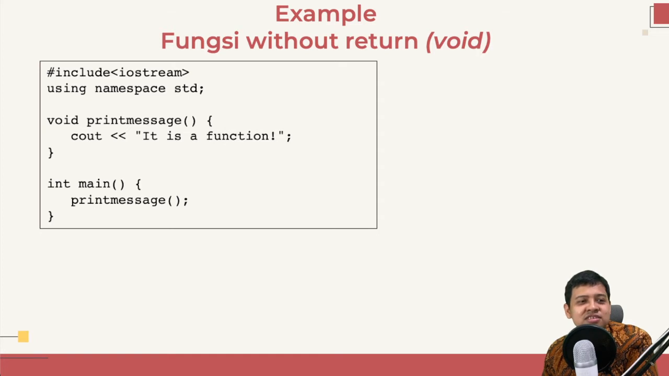The purpose of this function is just to print something, to print that it is a function. We don't need any value. We don't get any parameter inside. We don't need to throw a value outside, and that's when we use the void.